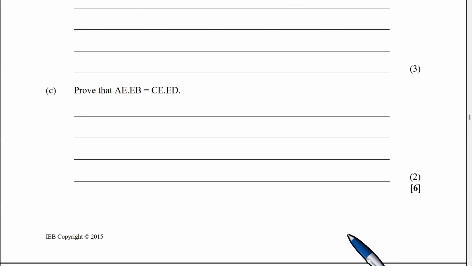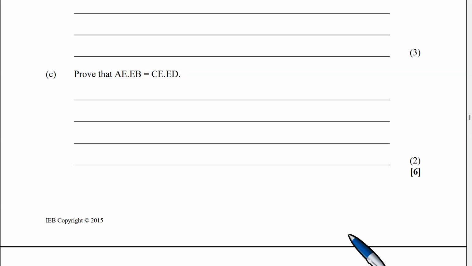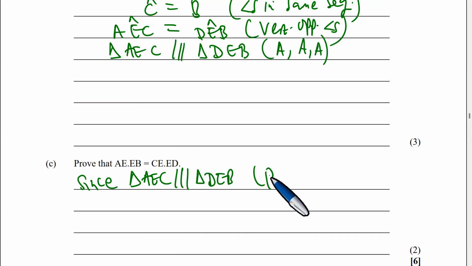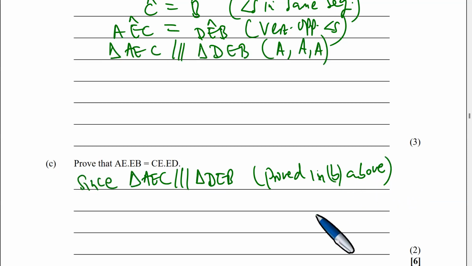Next point, prove that this is the case. Since we've proven that triangle AEC is similar to triangle DEB, it has been proved in B above.